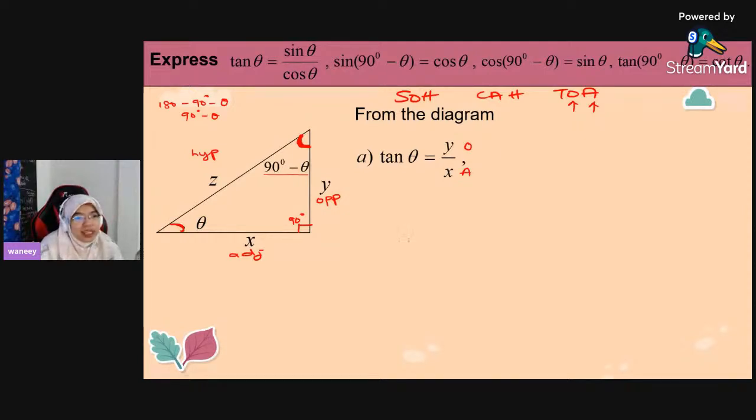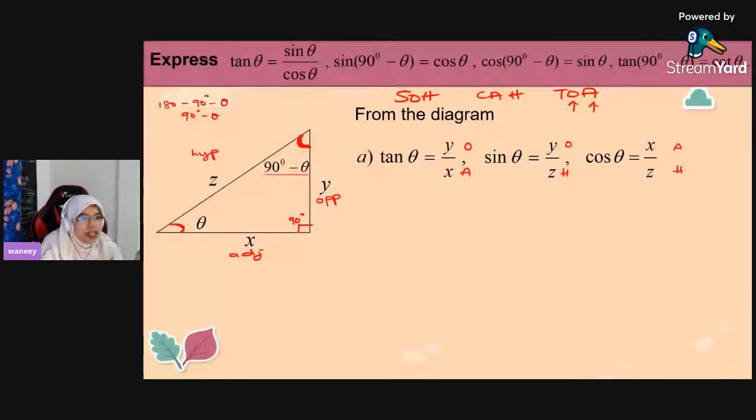Okay, so now what is sine theta? Sine is actually opposite over hypotenuse, so it is y over z. What about cos theta? Cos is adjacent over hypotenuse, so we have x over z.